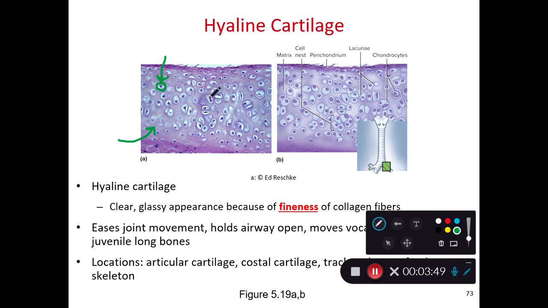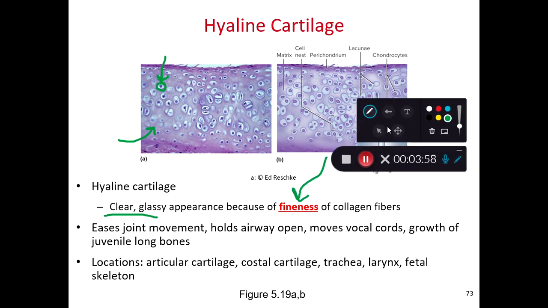We find that we have very clear extracellular matrix because there's a kind of collagen fiber that's incredibly fine and small within hyaline cartilage. We use hyaline cartilage to reduce friction in joints, so to ease joint movement. We use hyaline cartilage to hold our airways open. We also are going to use it as a precursor for bones. So when we have bone formation, a lot of times that bone starts out as hyaline cartilage, and then the hyaline cartilage gets converted into bone.